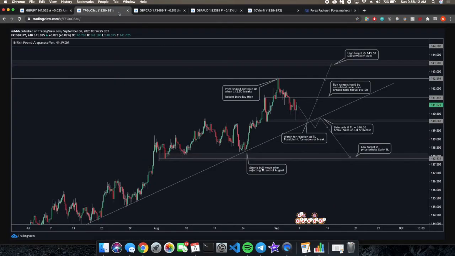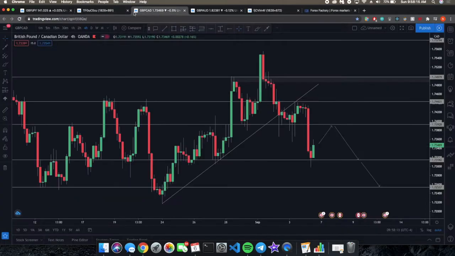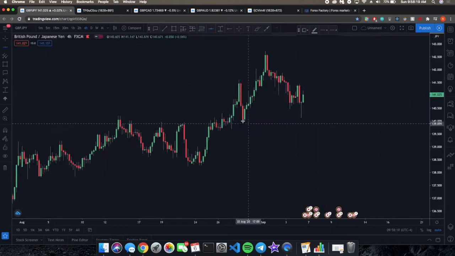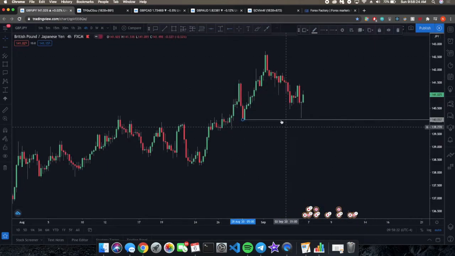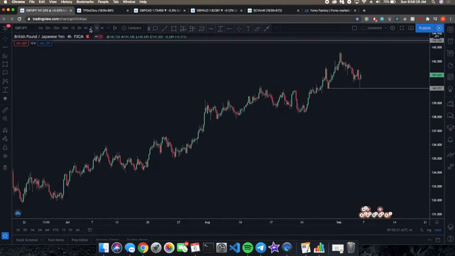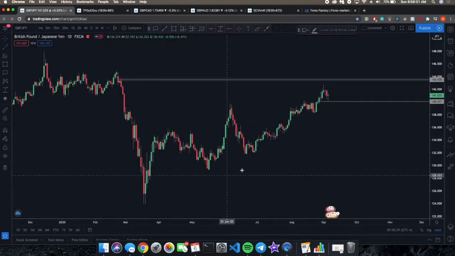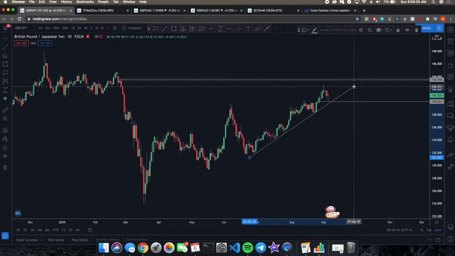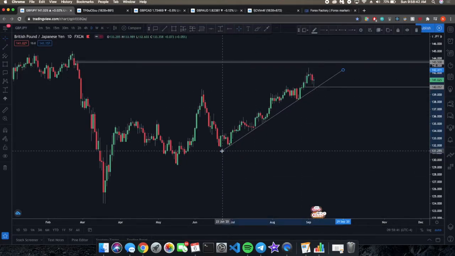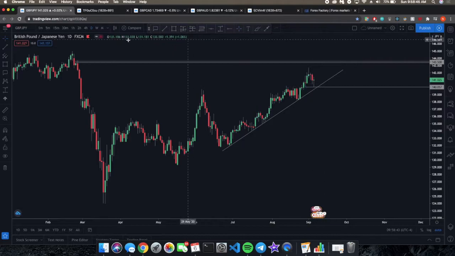We also have 140. What levels do I have? 140. Let's go into intraday. Oops, wrong pair. We go into intraday. We have exactly 140. Price came down to it before. Let's draw that trend line, and we'll start to see. Yeah, there we go, that trend line, right?